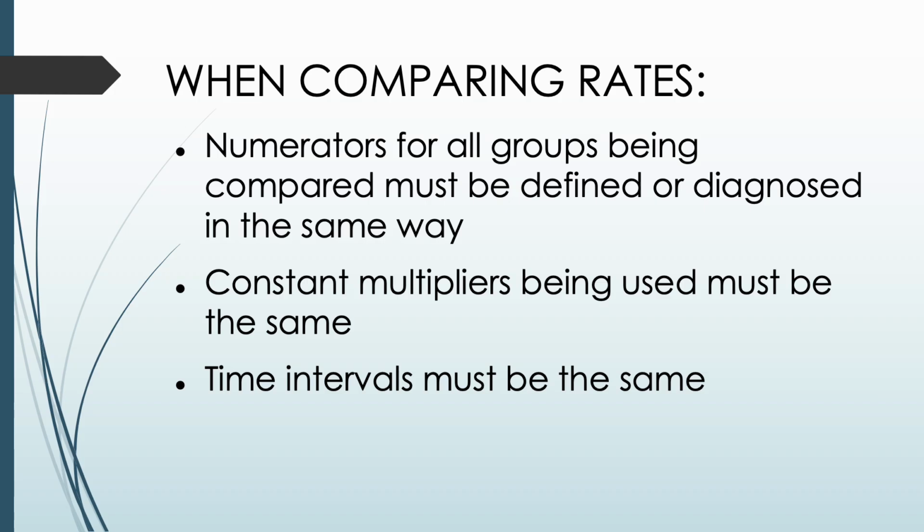Constant multipliers being used must be the same. Multipliers would mean your nth power should be constant for all compared rates. For example, times 100,000 population for all rates. And then lastly, time intervals must be the same. So all time units must be the same. If the time component is an hour, then you may only compare it to rates with hours as units, or you may do conversion.